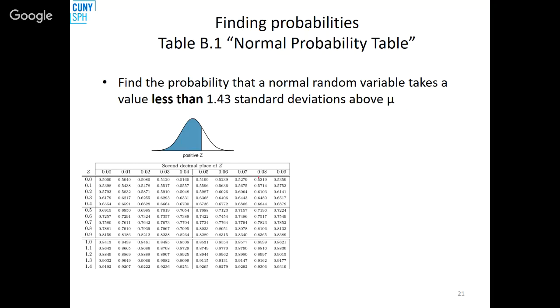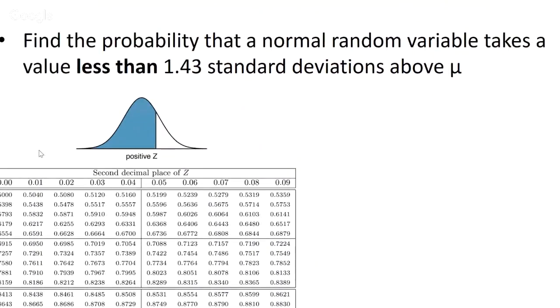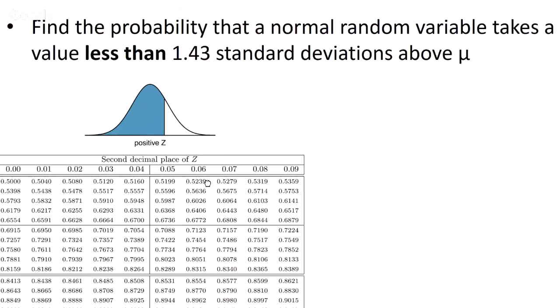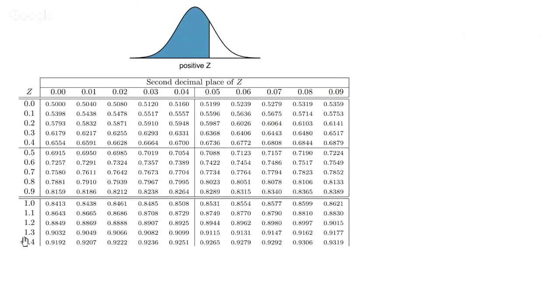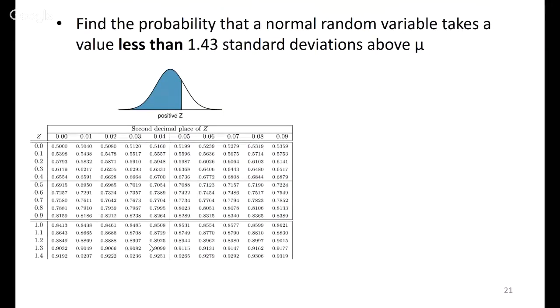So if you were using this table to find the probability that a normal random variable takes a value less than 1.43 standard deviations above mu. This is too small for me to see. Let's see if I can zoom in a little bit. So here's 1.4, 1.41, 1.42, 1.43. So that says 0.9236. So the answer to this question is 0.9236.